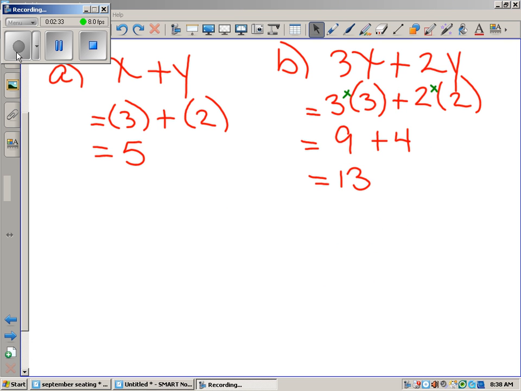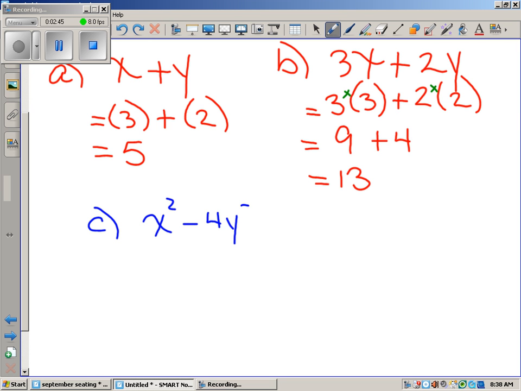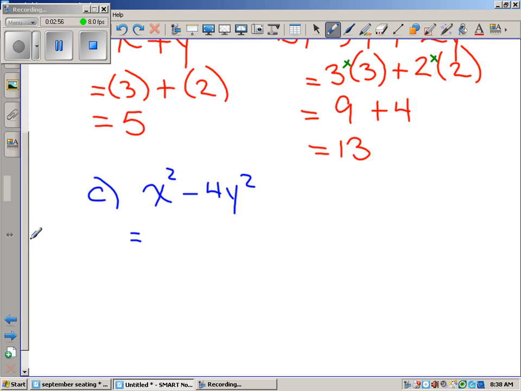All right, I'll switch up my colors here just to be a little bit different. Now we'll do something like x squared minus 4y. So in this case, x squared, remember we put our equal signs down the side here because we're keeping all our work neat. X, remember the value of x was 3. So 3 will go here and we'll square it. Minus 4 times y squared, and y was 2 squared.